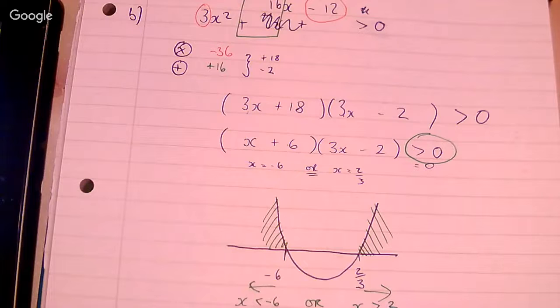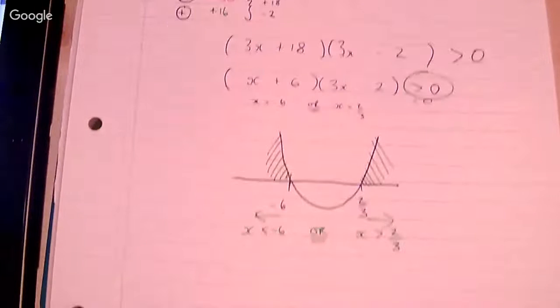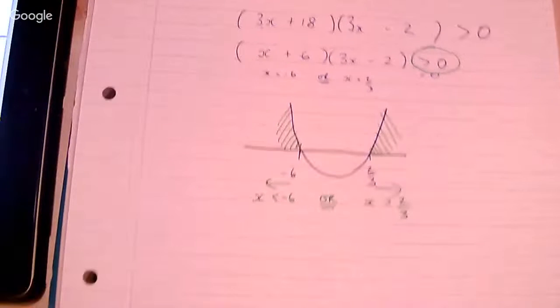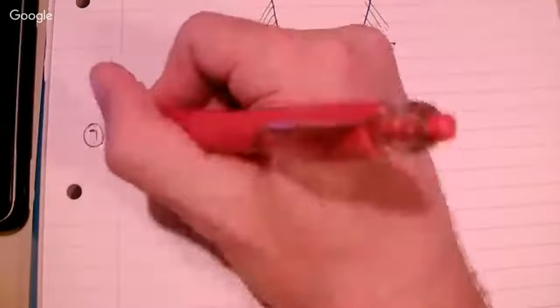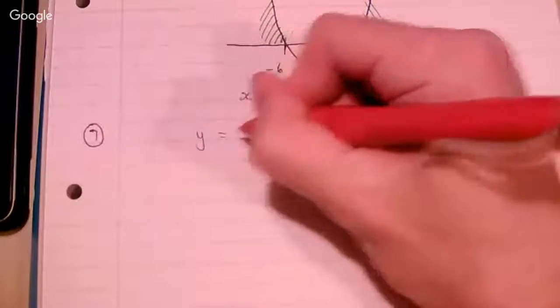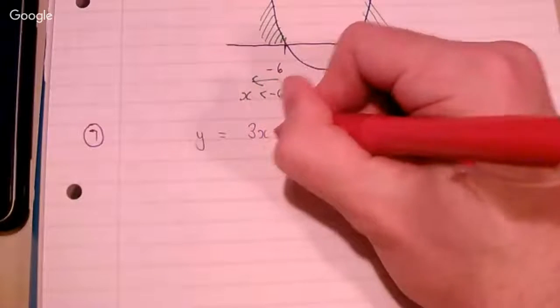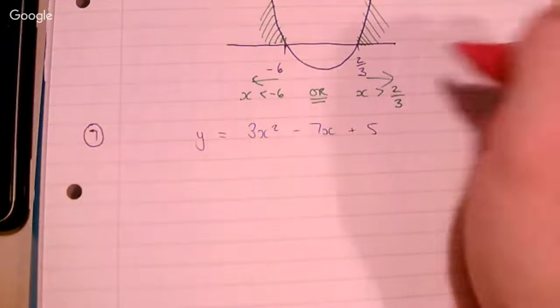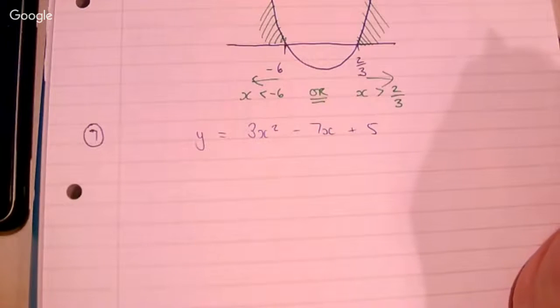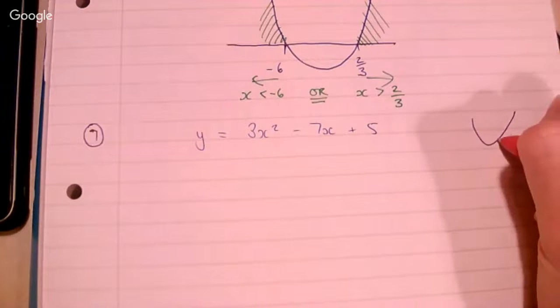Okay, so the next question is differentiation from first principles. Definitely going to come up, always comes up, always very, very similar. The more practice, the better that you do, especially around the time of the exam. So we're told that given that y equals 3x squared minus 7x plus 5, find dy by dx from first principles.